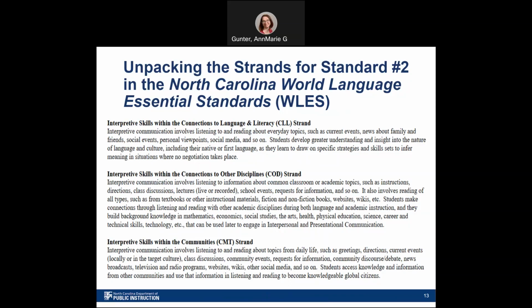Also look at the different types of reading, listening, or viewing one might do. There's mention of things like everyday topics, current events, social events, personal viewpoints, social media, but there's also a look at things like reading of all types, textbooks, instructional materials, fiction, nonfiction books, websites, wikis, all of that, especially when we think about building background knowledge in all of the other content areas that you focus on in a DLI program.